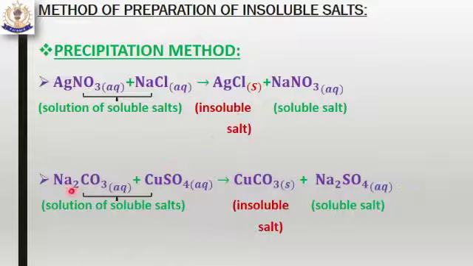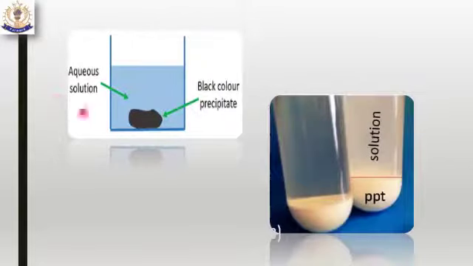Here you can see sodium carbonate and CuSO4, copper sulfate. These both are solutions of soluble salts. When they are mixed together, exchange of ionic radicals occurs. Copper reacts with carbonate and sodium reacts with sulfate. They form two types of salt. One is insoluble and another one is soluble. The insoluble salt precipitates or settles down at the bottom of the container. Precipitation occurs like this. Here this black colored mass is the precipitate and here this white mass is the precipitate. Shortly they are termed as PPT.